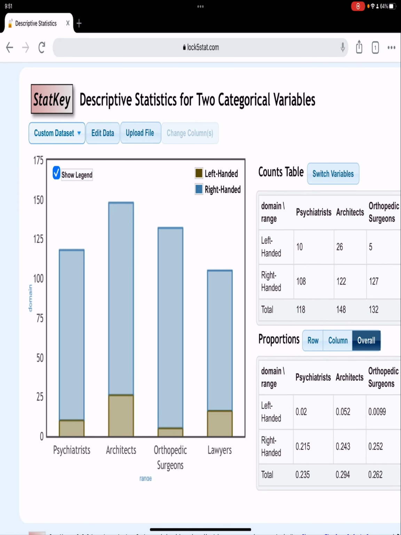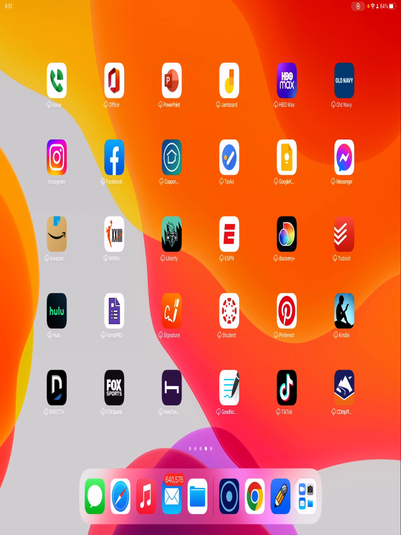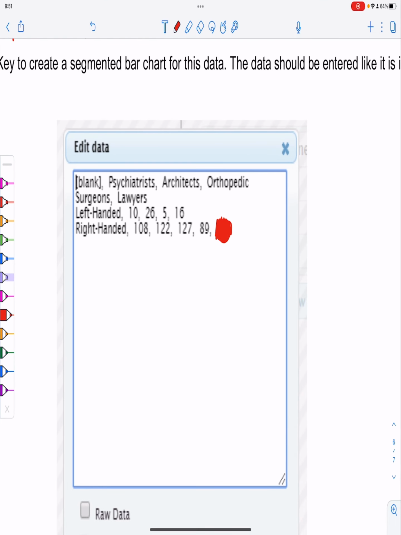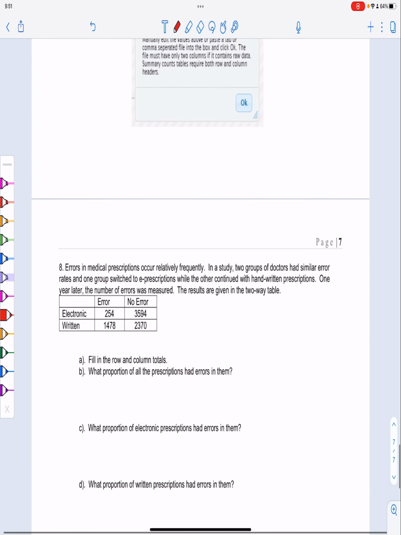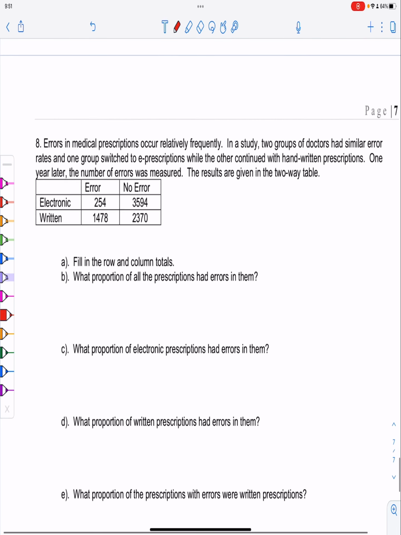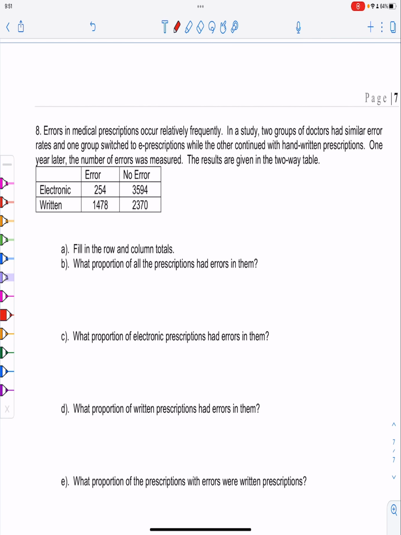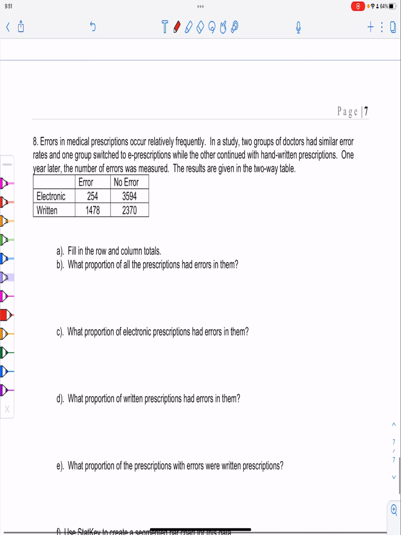Okay, so let's do one more problem. Let's get back to one more problem that requires us to use a two-way table and answer some questions. So errors in medical prescriptions occur relatively frequently. In a study, 2 groups of doctors had similar error rates, and one group switched to e-prescriptions, while the other continued with handwritten prescriptions. 1 year later, the number of errors was measured. The results are given in this two-way table.